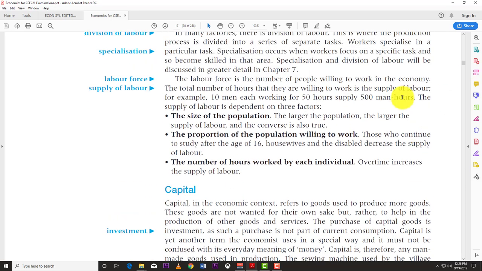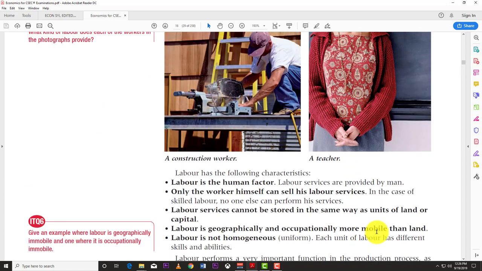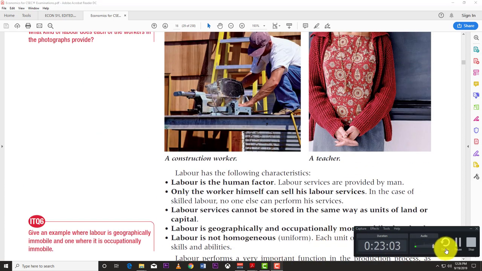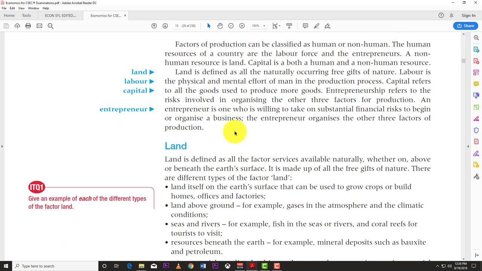Definition of capital as a factor of production. We're going to go right back to the top for that one. Capital as a factor of production refers to all the goods used to produce more goods. Simple as that. So capital refers to all the goods used to produce more goods. Some people think capital is just money. Capital is not just money. Capital is all the resources used.